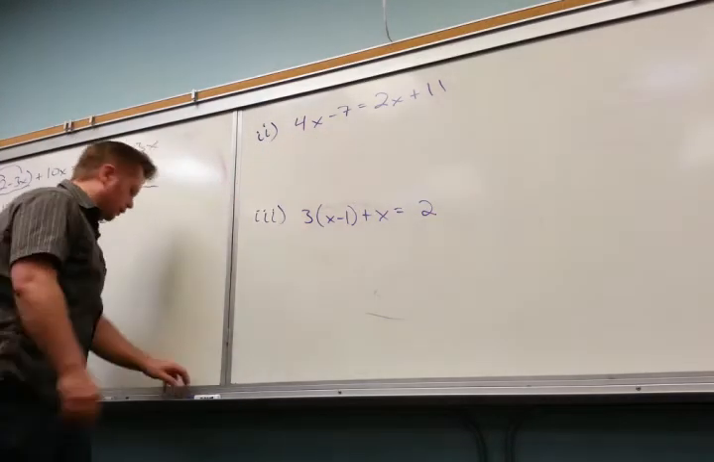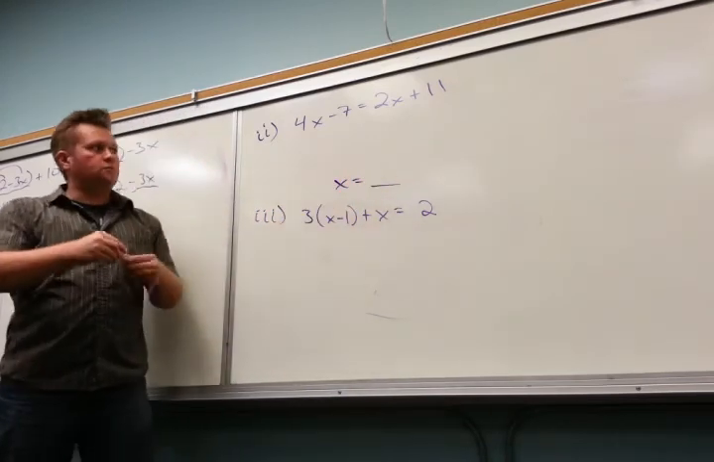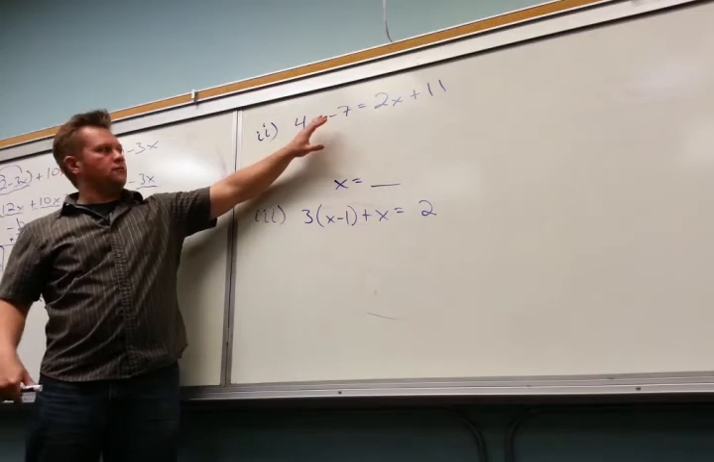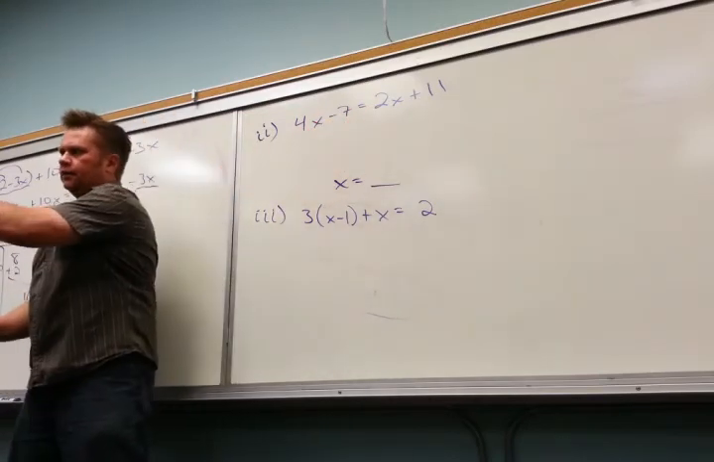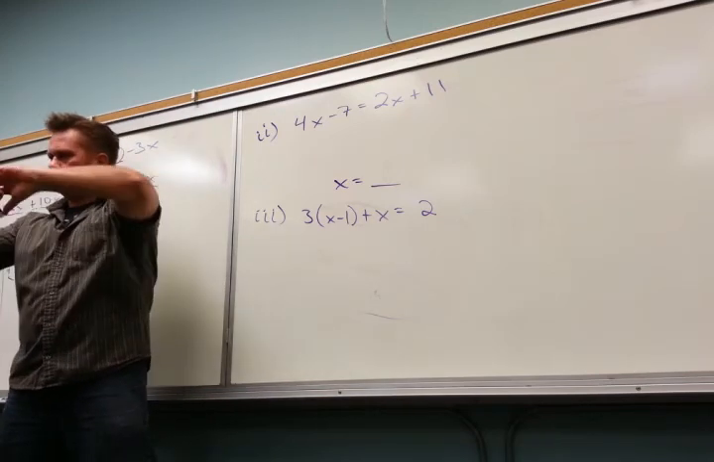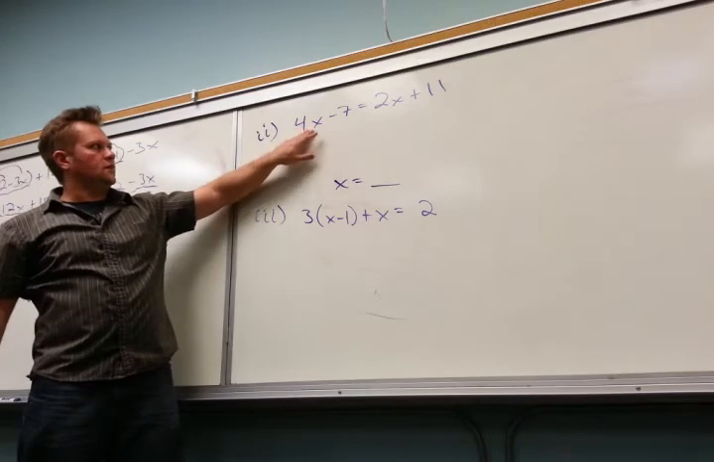Your goal is x equals a number. So what's basically wrong with this is I have a mixture of x's and numbers on both sides. I've got to get my x's on one side and my numbers on the other side. I've got to keep those separated. So are there some x's? Here's some x's. There's some x's.